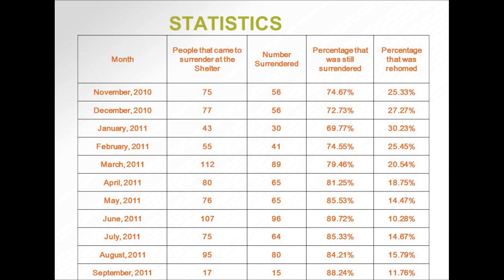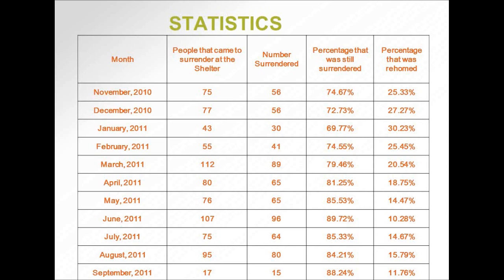Then we run statistics each month. This was shelter statistics, not the hotline, of all the dogs, the percentage that we kept out of the shelter for that month just by being out there. It didn't look like a lot to me, but the shelter told us that it actually is a lot, and that it was a tremendous success. So once I heard that, I was much happier. In November, we had 75 people that came to surrender. 56 of those surrendered, so we were able to keep 25.33% of those animals, which were rehomed.